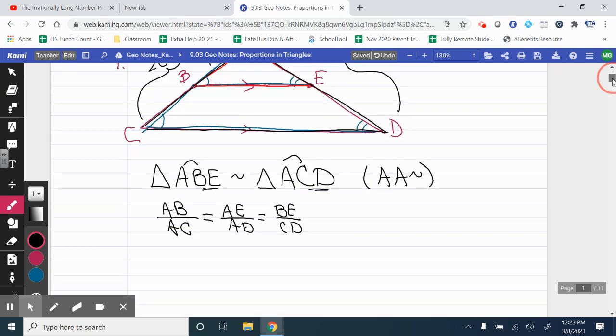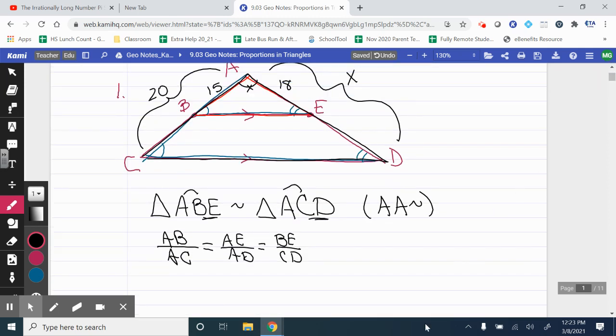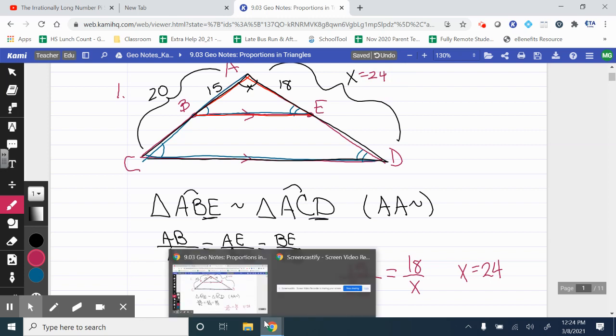All right, so to do that, try to do it so you can see the picture at the same time. We have side AB is 15 over 20 would equal 18 over X. And then we could cross multiply and we get X equals 24. Okay, so we know this full side is 24 from here.